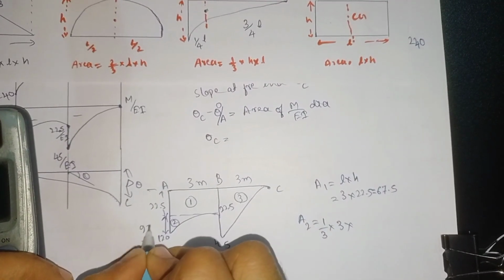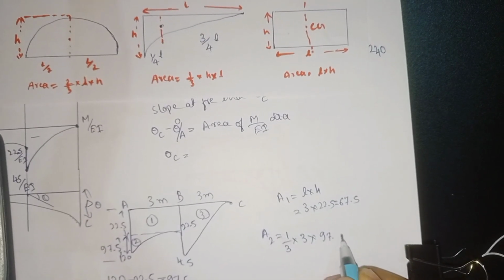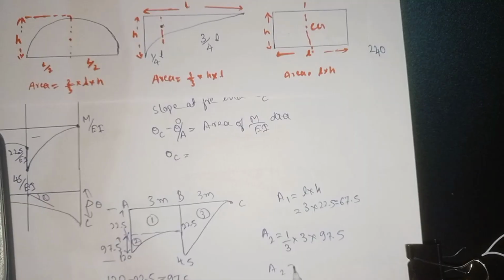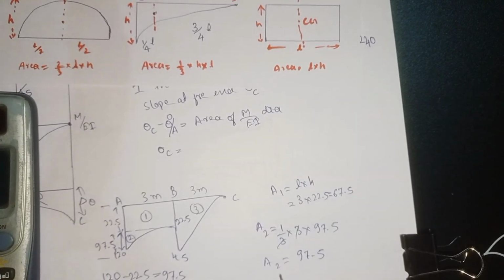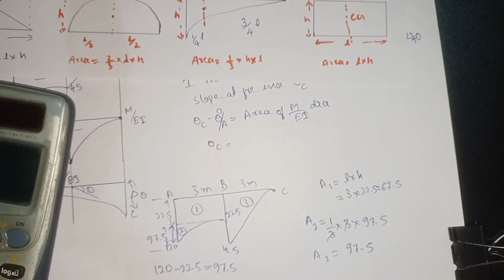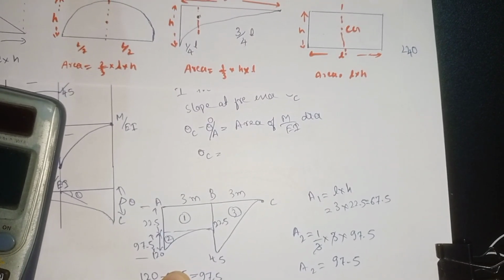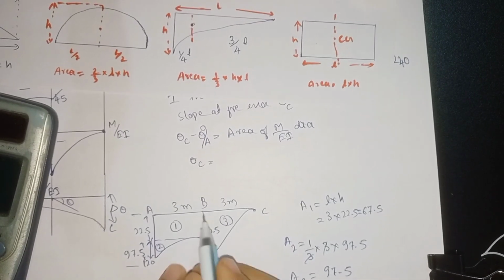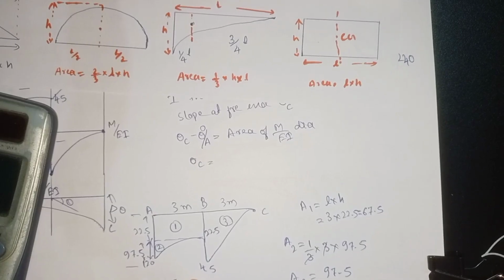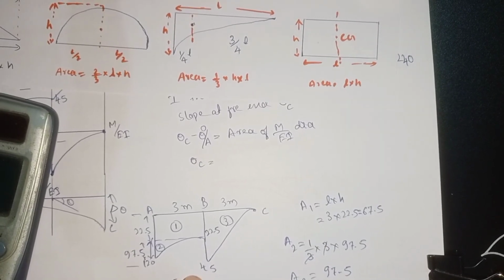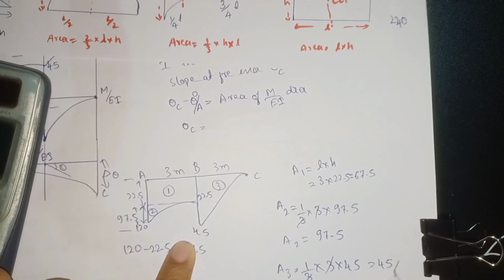97.5. This is our 97.5 from here to here. Now add here 97.5. Our A2 will come, the 3 will get cancelled, 97.5 is the A2 value. And similarly for the area of this one, A3 is equal to, the formula will be 1/3 of the length, which is 3 meter, and the height is 45, from here to here 45. So this one will get cancelled. A3 will come out as 45.